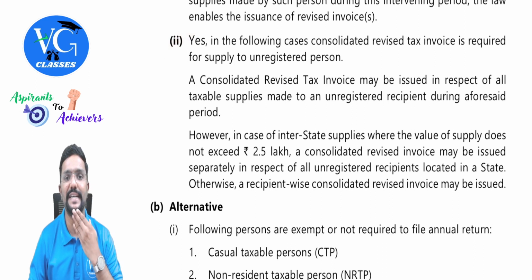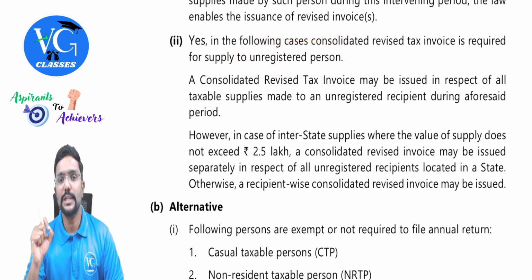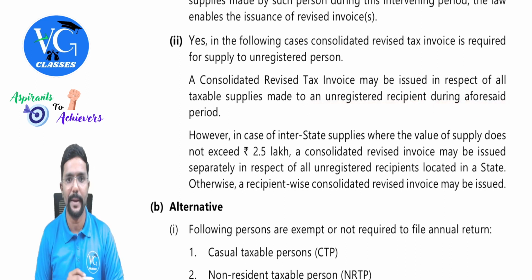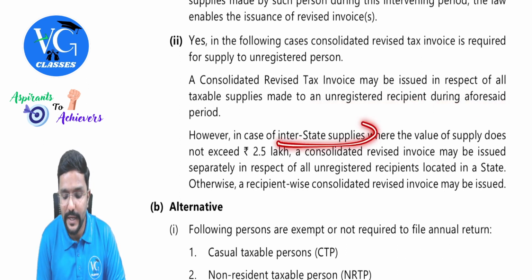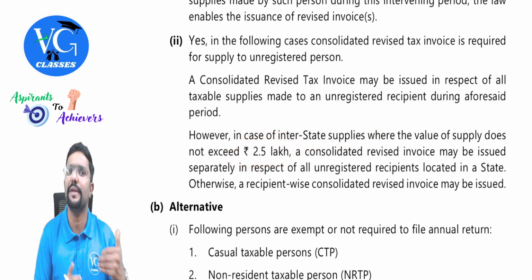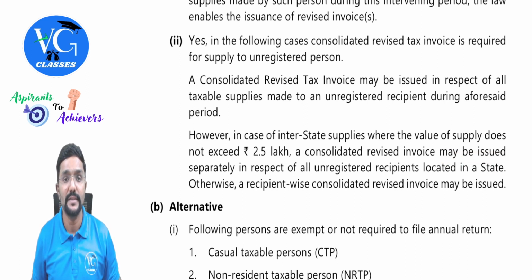Then about consolidated revised tax invoice. Yes, in the following cases, consolidated revised tax invoice is required for supply to an unregistered person, that is, the recipient is unregistered. A consolidated revised tax invoice may be issued in respect of all taxable supplies made to unregistered recipient during the aforesaid period. However, in case of interstate supplies, where the value of supply does not exceed 2.5 lakh, that is less than or equal to 2.5, a consolidated revised invoice may be issued separately in respect of all unregistered recipients located in the state.